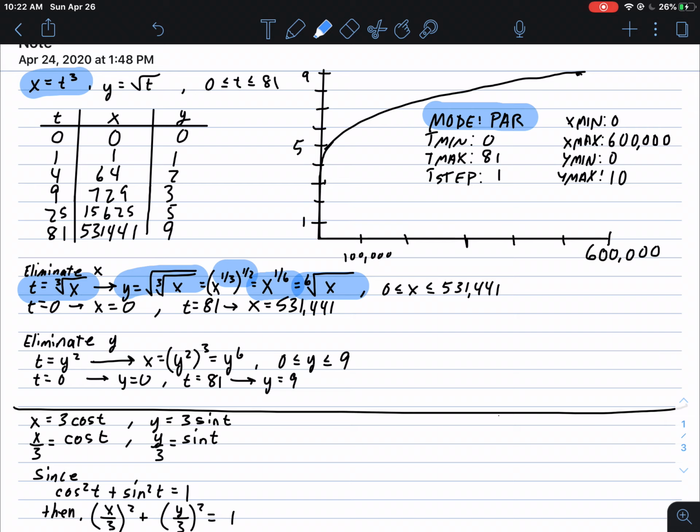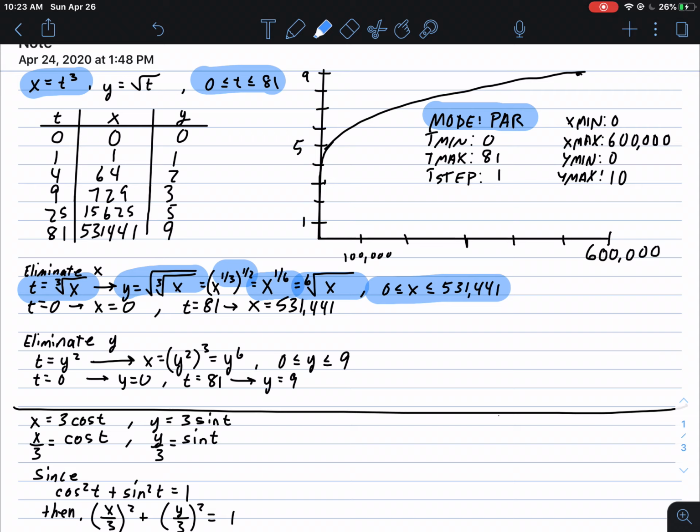Now, since x is now my input variable, I want to represent the limitations on x. And you can get that again from your table, or at least by plugging in the initial value for t and the terminal value for t, which was 81. So x goes from 0 to 531,441. And that's my limitations on x. But that has to be included. If you have limitations on t, you must have limitations on your input variable when you eliminate the parameter.